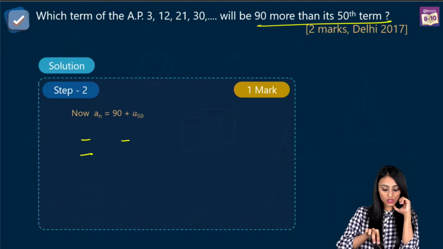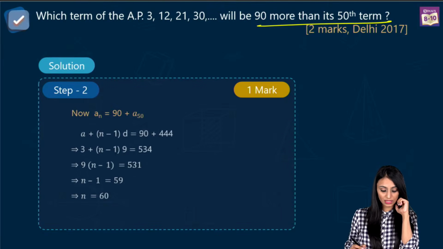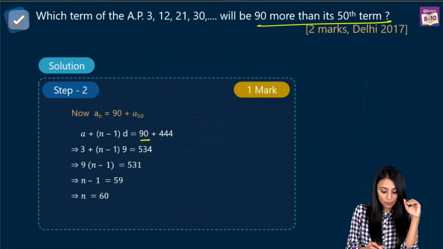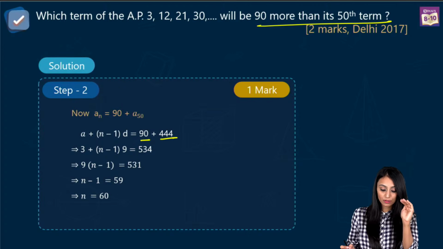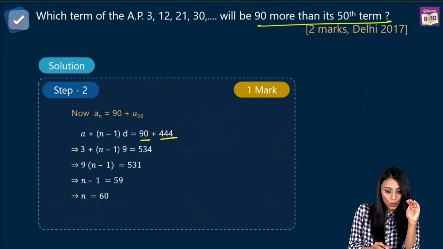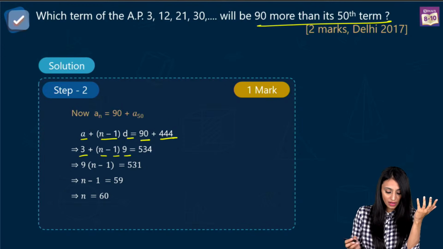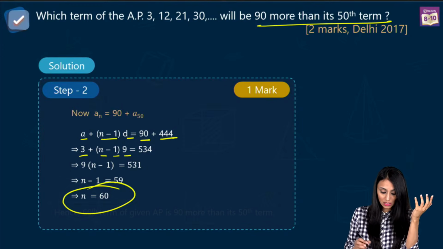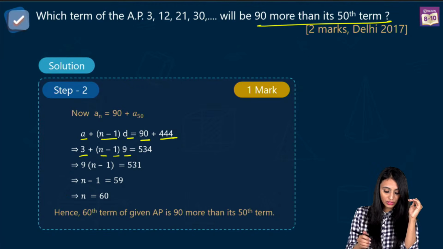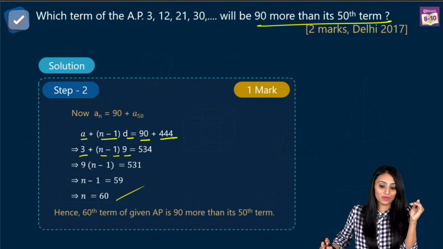We know the equation, AN is equal to 90 plus A50. Let's put everything here. So, 90 plus 444, that's the value for A50. AN could be opened as A plus n minus 1 D. So, what is A? That's 3. We need to find n, minus 1 as it is, 9 here. Simplify this, you get n equal to 60. So, the 60th term of the AP is 90 more than its 50th term.